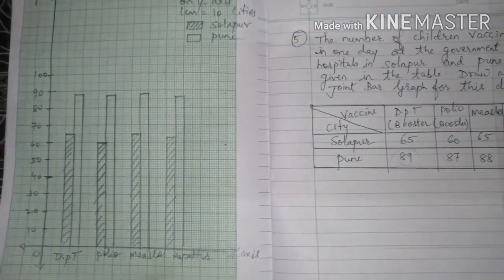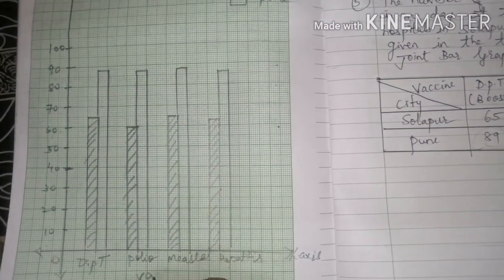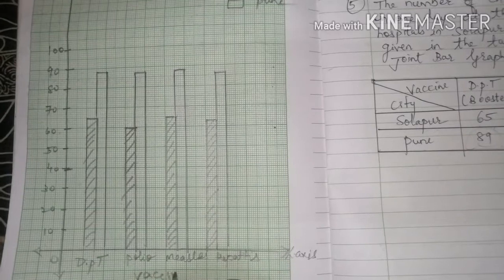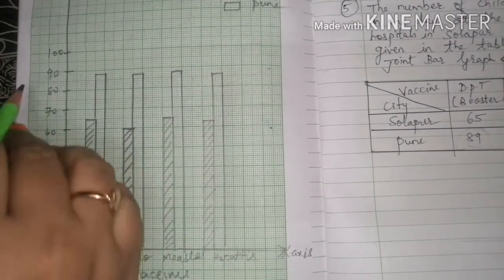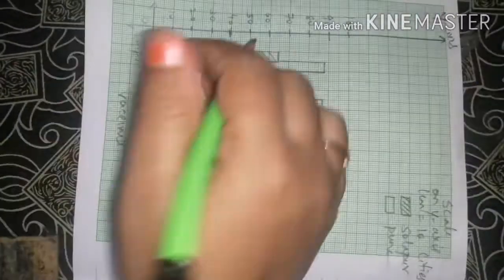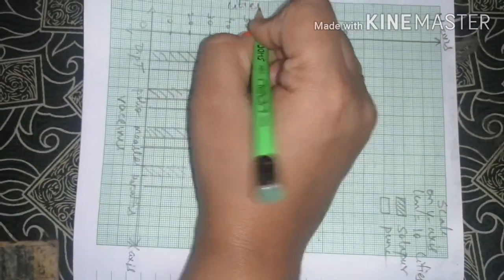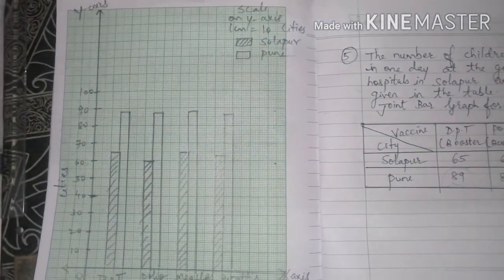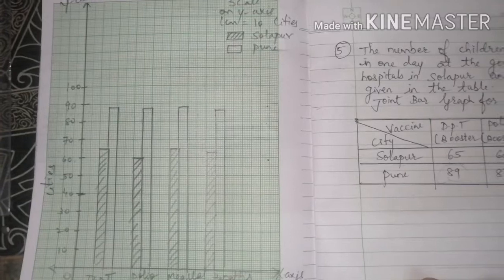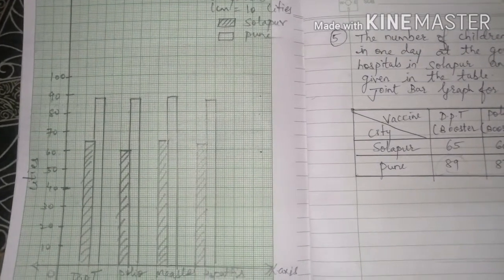So here we have done. These are the vaccines which we have shown on. Give the heading vaccines, and these are the cities, Pune and Solapur. So this we have done with the fifth sum. Now let's move to the sixth one.